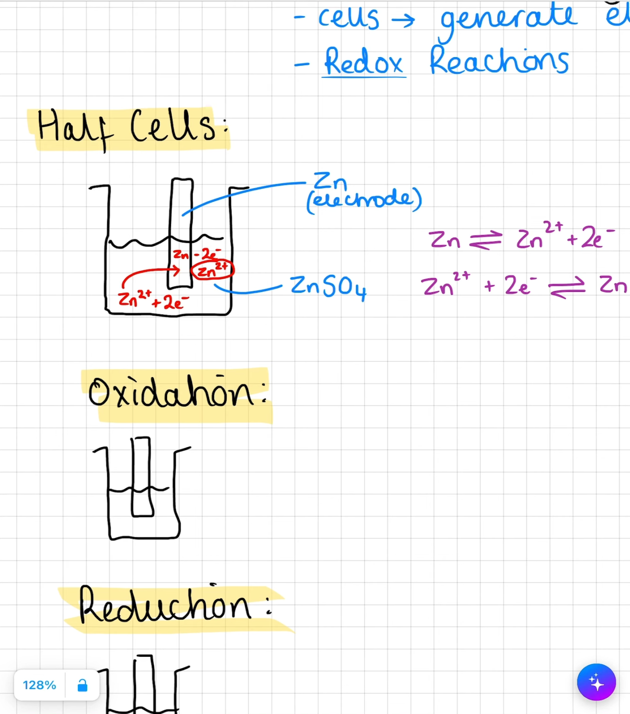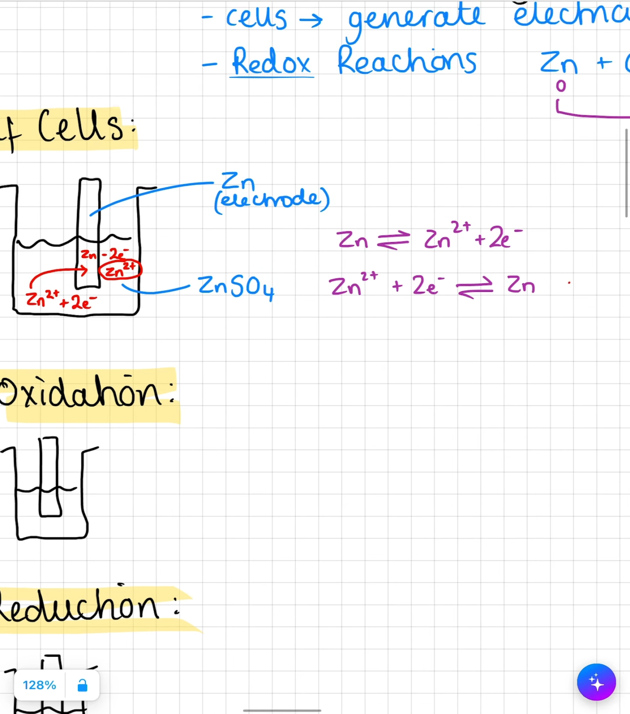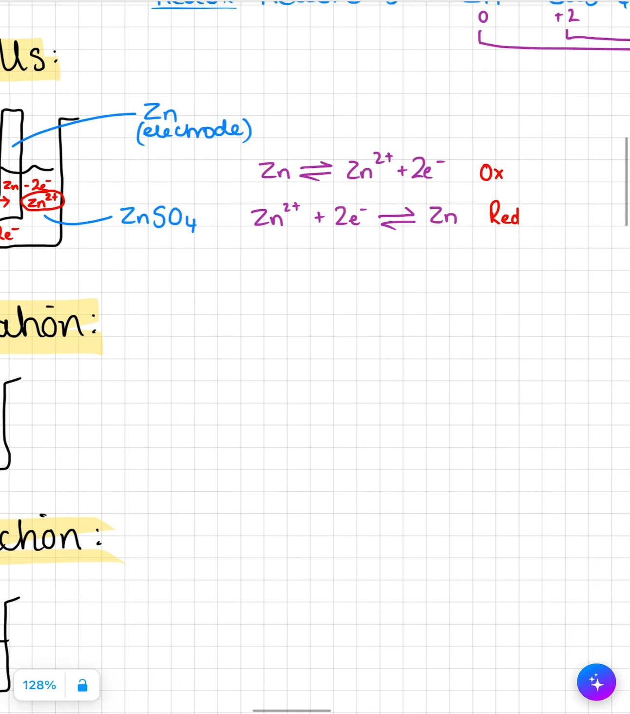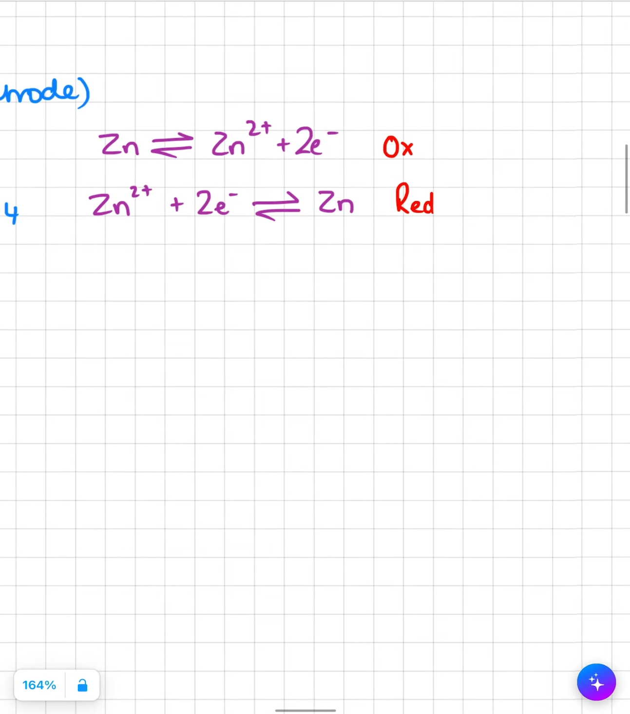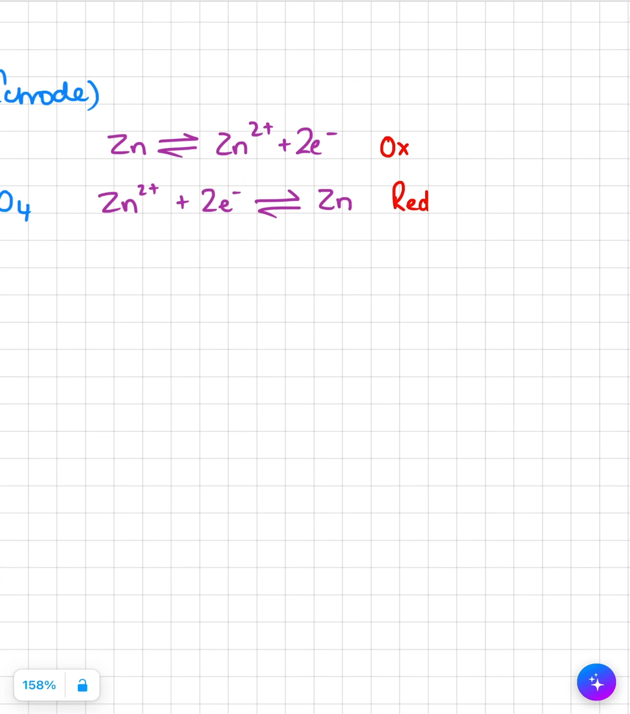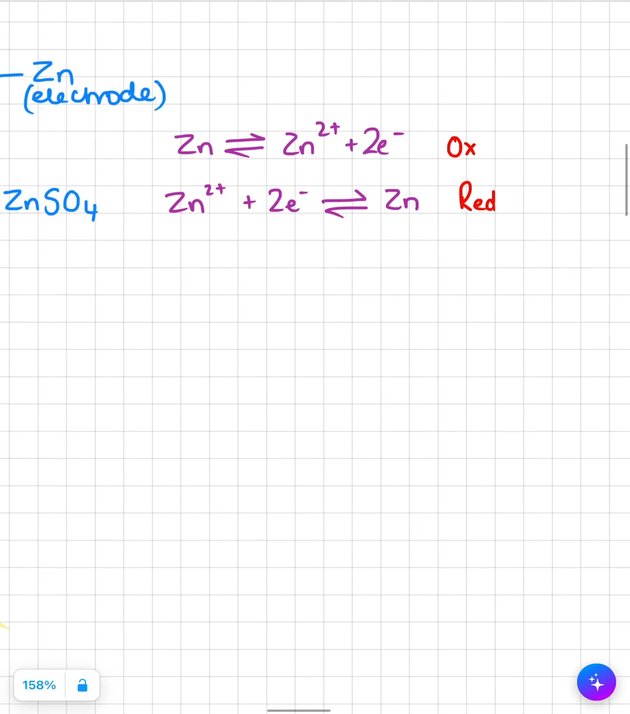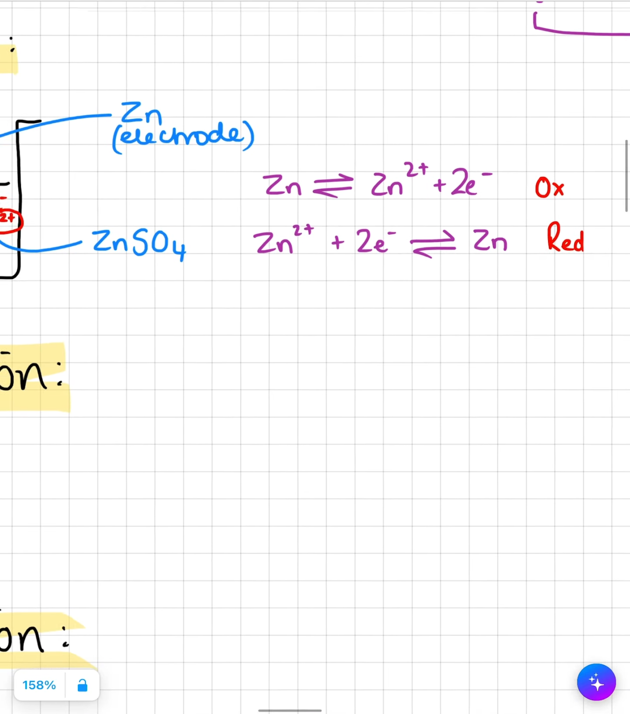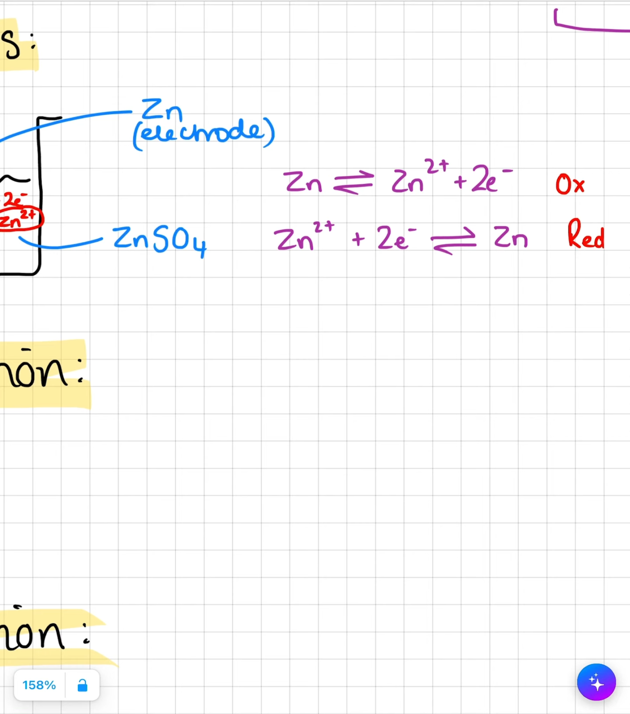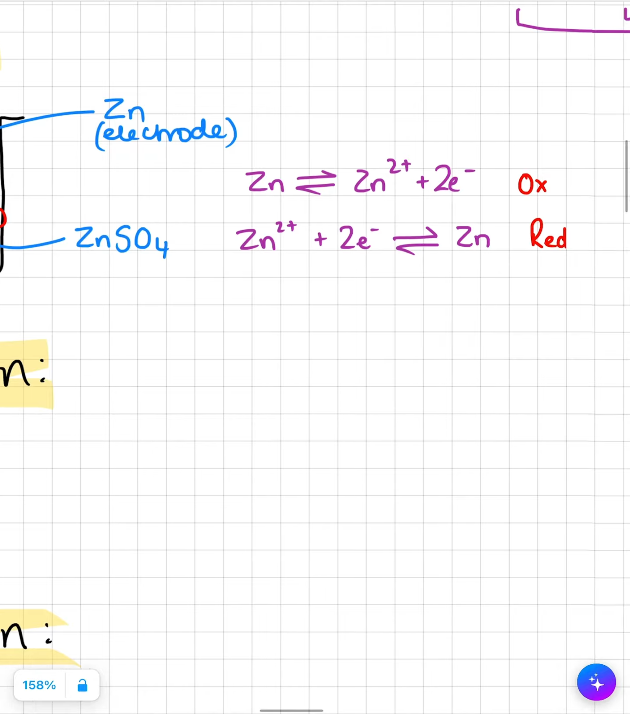So during our reduction reaction, where our zinc ions are gaining 2 electrons, this would result in an accumulation of positive charge on the zinc rod. Whereas in our oxidation reaction, an accumulation of negative charge is on the zinc rod, because our zinc rod is losing 2 electrons, so therefore a negative charge would build up.